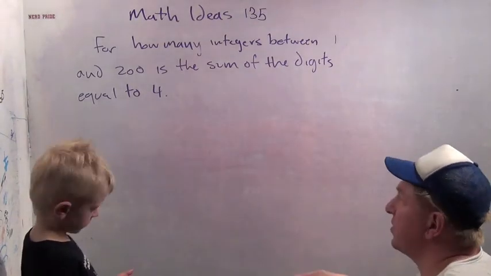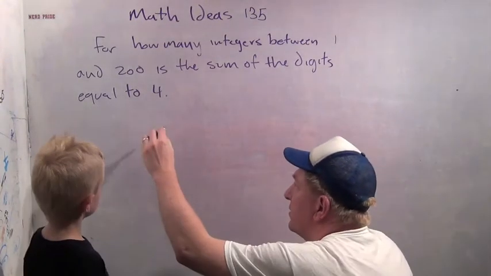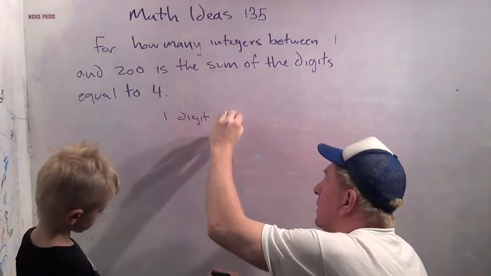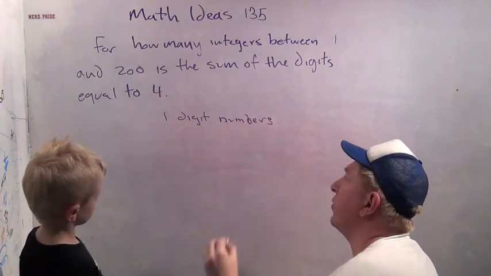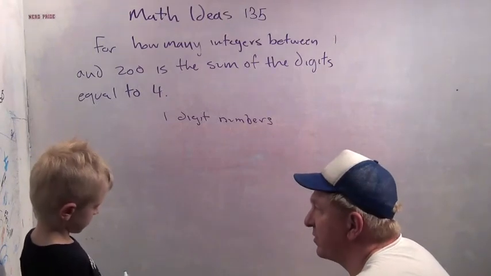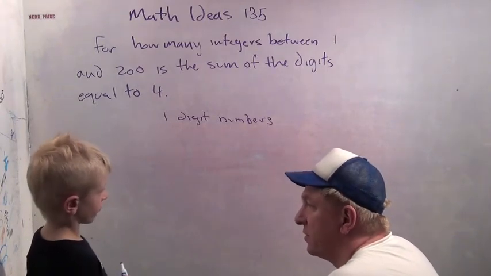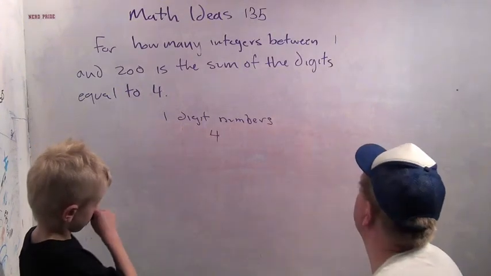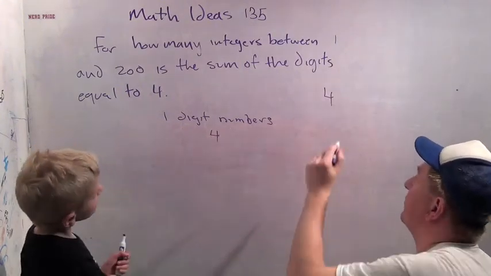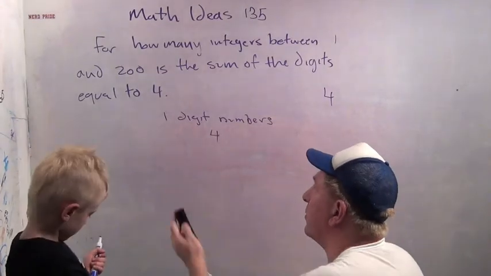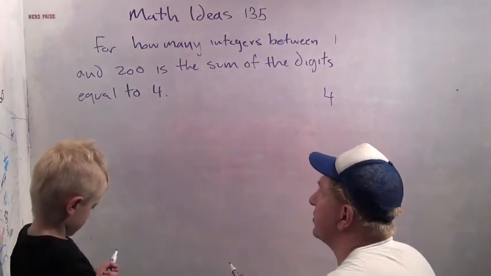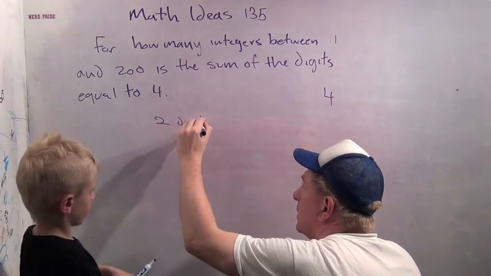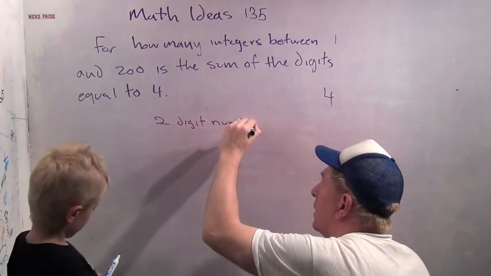So we can start first with the numbers 1 through 9, the one-digit numbers. What are the one-digit numbers that are going to have sum of the digits equal to 4? Just 4. Not bad. So maybe we'll make a little chart over here. That's 4. Now, what about the two-digit numbers? There's a lot of them. We could start at 10.